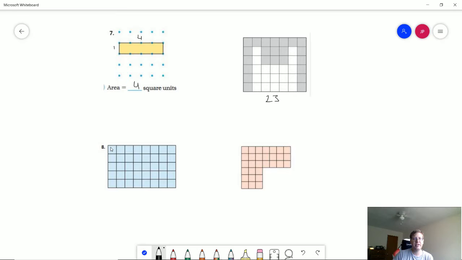So if you look, for this one we have 5 rows, and it looks like we have 8 in each row. So I'm going to put a 5 here and an 8 up here, and we can do 5 times 8 to get the answer to the number of squares that are inside this rectangle. And that would give us 40. And then we'll say square units, and I'll just kind of abbreviate.